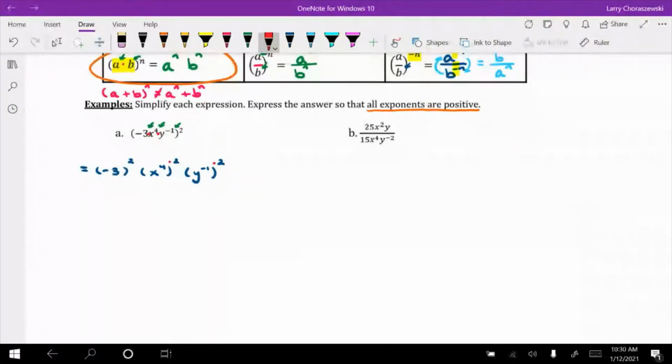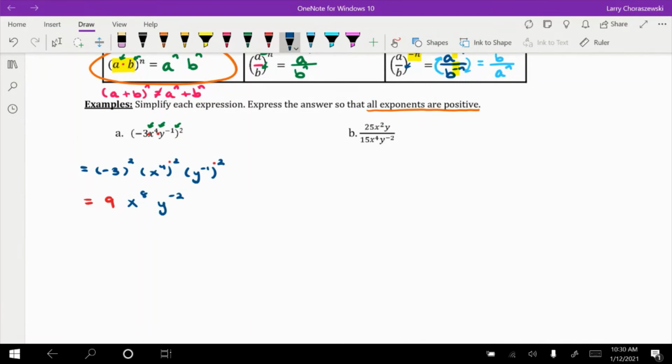Now, what do you do with negative 3 squared? Well, that's just going to be positive 9, right? Now, x to the 4th squared is going to be x to the 8th, and then y to the negative 1 squared will be y to the negative 2. So far, so good? Are we finished, though? Like, is there a little bit more that we could do? All right, what could we do?